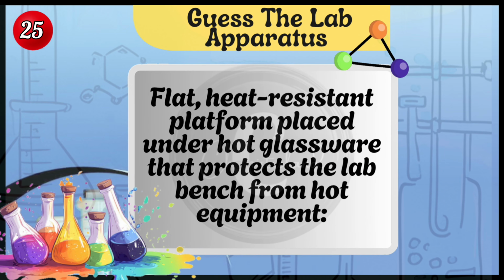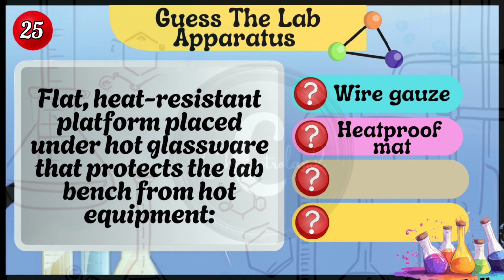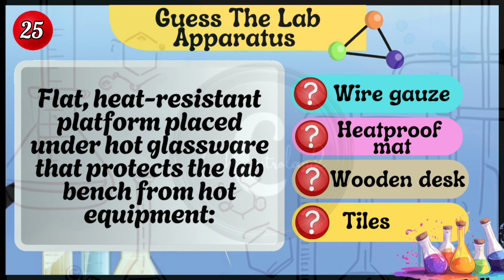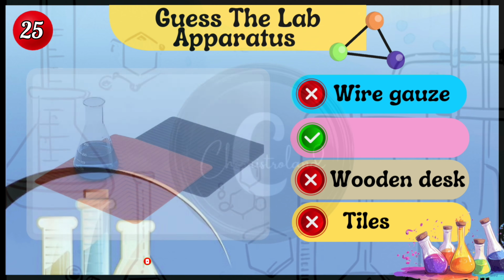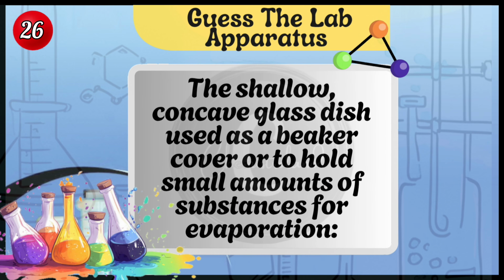Flat, heat-resistant platform placed under hot glassware that protects the lab bench from hot equipment. Clues are wire gauze, heat-proof mat, wooden desk, tiles. Heat-proof mat.